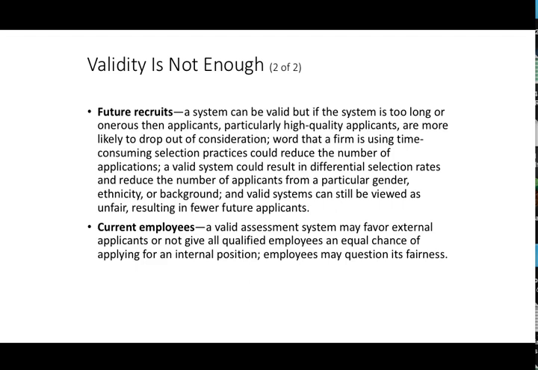Word of mouth can hurt you. Right? If you really don't treat people well, or if you take too much time to do stuff, that gets back to potential job seekers, and the good people may not want to come and apply for your company.